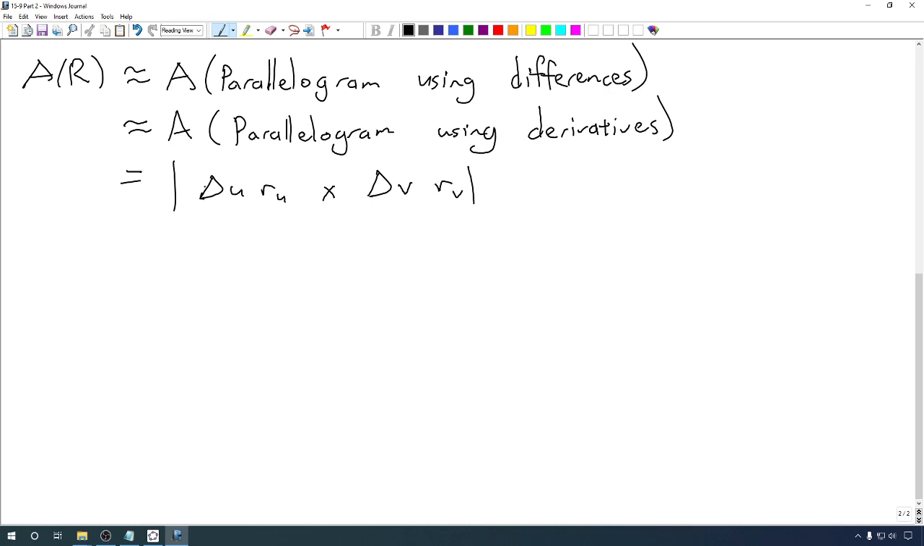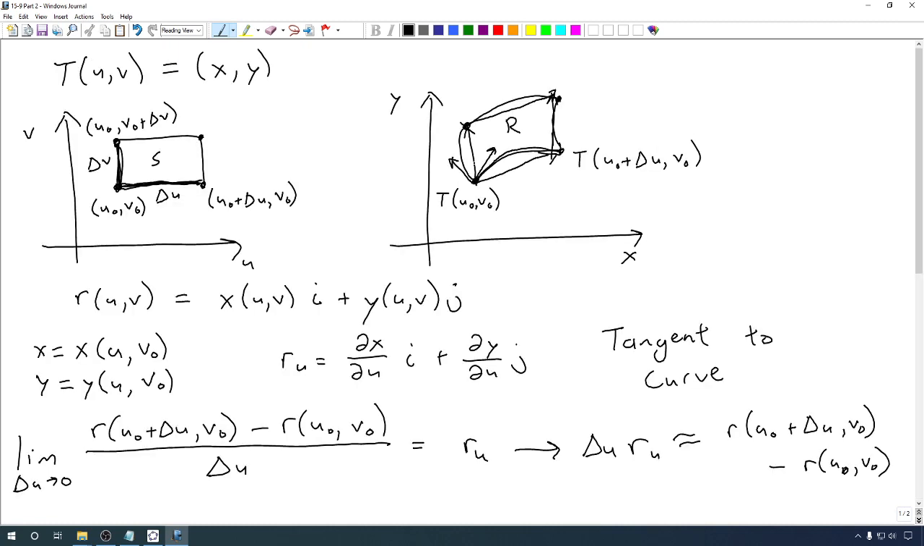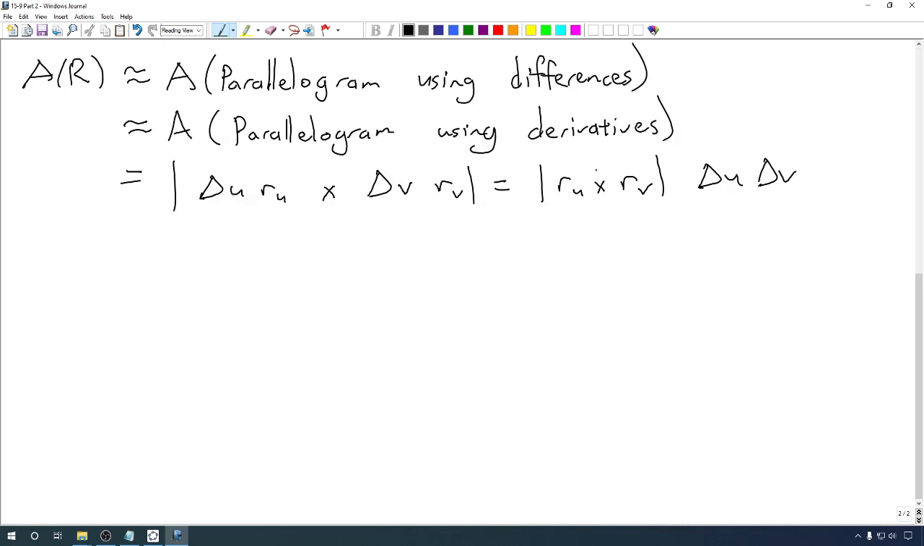Of course, the delta u and the delta v are constants. Well, they're not really constants necessarily. We're actually going to let them go to 0 eventually, but they're not part of the vectors. They're scalars. That's what I should say. So really, we can go ahead and pull those out. We get the cross product of r sub u and r sub v times delta u delta v. Really, the delta u delta v is the area of the original rectangle, so essentially the area of our new region, the area of this R, is some multiple of the area of this S. And that multiple depends on our tangent vectors.